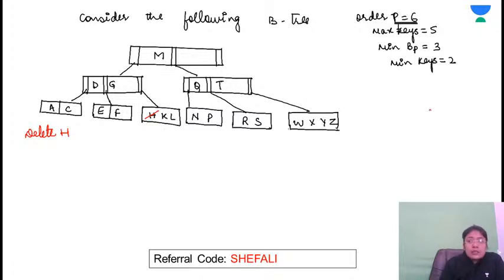Minimum number of keys are 2. So yes, 2 keys are there. So there is no problem. After inserting, you are checking for the maximum condition. After deleting every element, you have to check for the minimum condition.